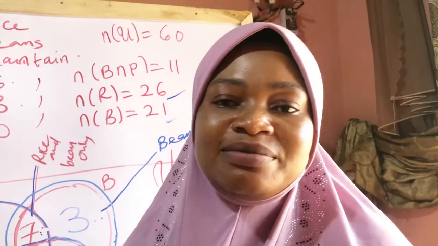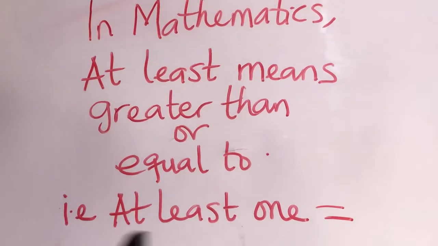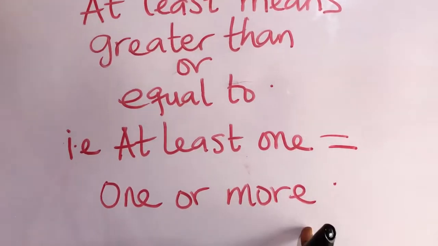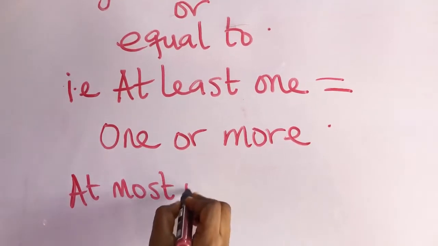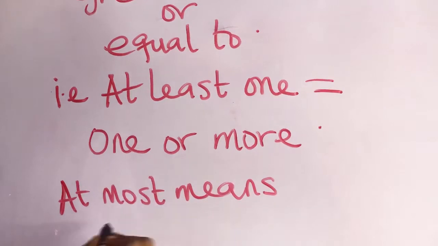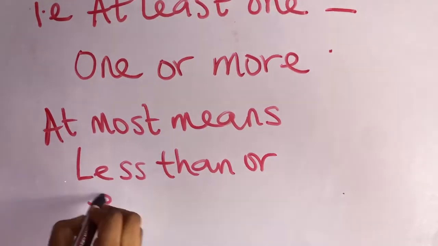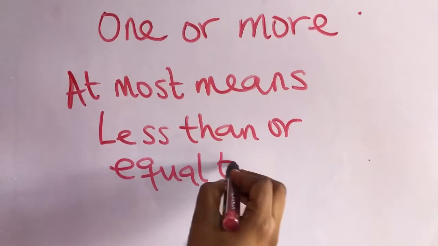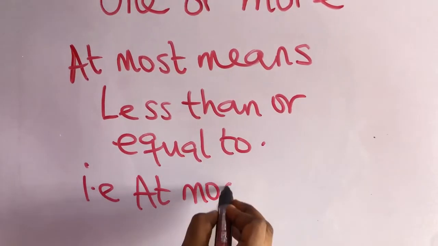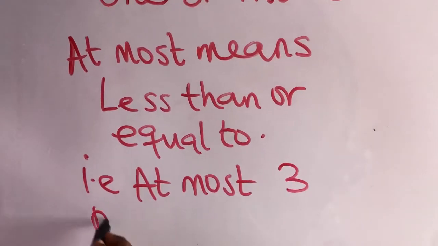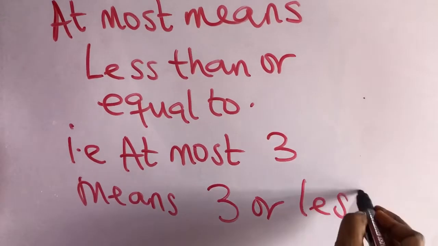In mathematics, at least means greater than or equal to. So if you say at least 1, it means 1 or more. At most means less than or equal to. For example, at most 3 means 3 or less.